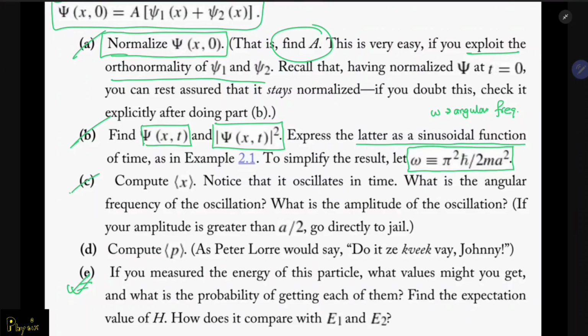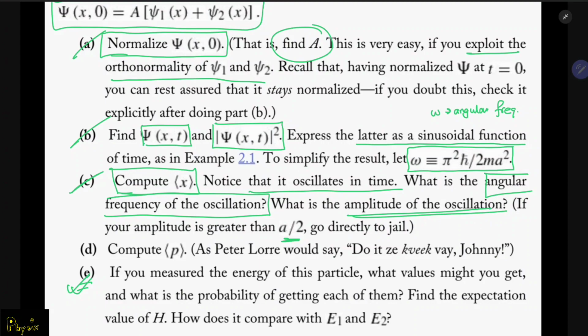Next up is question number C. Compute the expectation value of x. Notice that it oscillates in time, and then it later asks us to find out what the angular frequency of the oscillation is, as well as the amplitude.